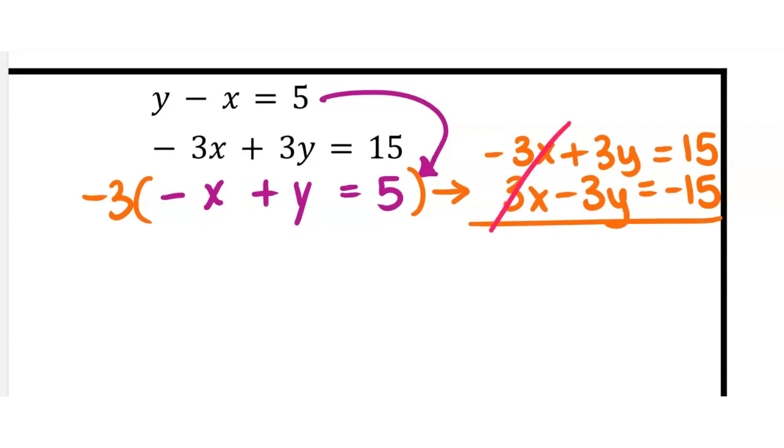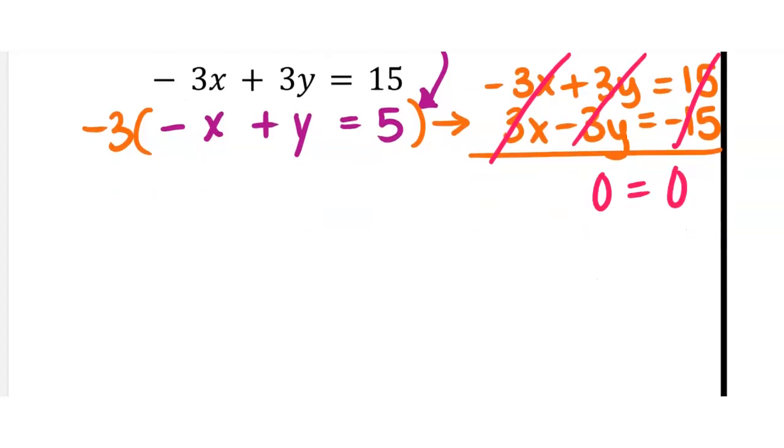Let's eliminate, these eliminate, these eliminate. So this is 0 on this side. These eliminate also. 0 is equal to 0. That means we have infinite solutions because this is a true statement.